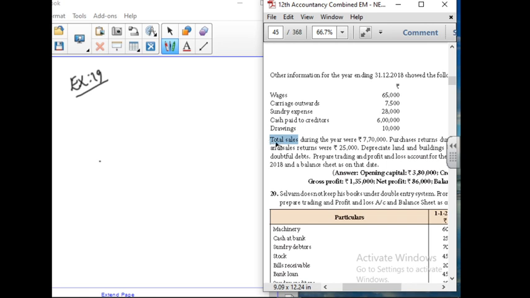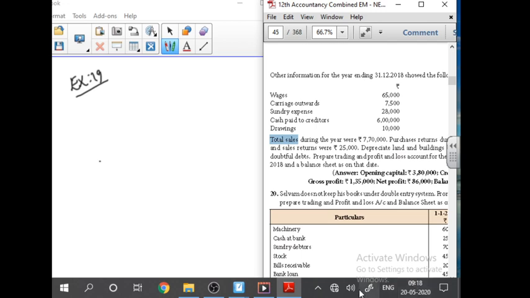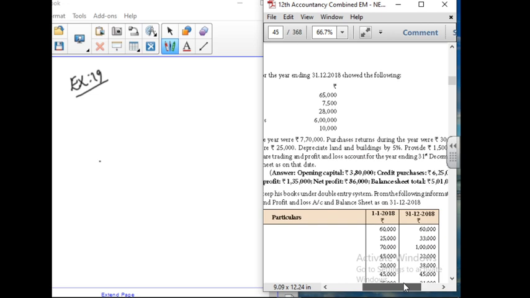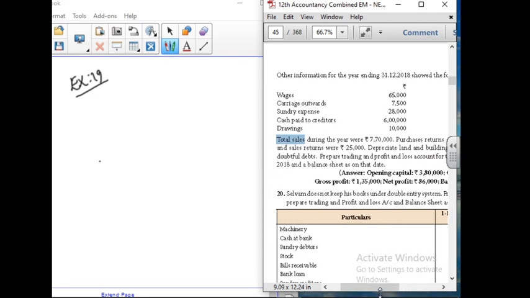Next, purchase return is given and sales returns were 25,000, and depreciate land and building and other informations. Just look into: by 5%, provide 1,500 on the doubtful debts they have given. Usually provision for doubtful debts will be given only in the percentage, but here they have given in the amount 1,500. So directly we can minus it from the sundry debtors account. But land and building is another adjustment, and doubtful debts is another information. These are the additional informations.